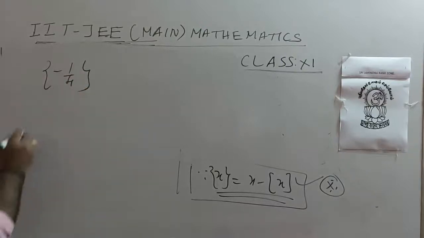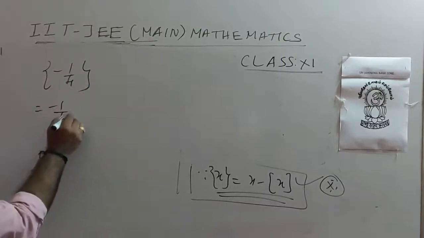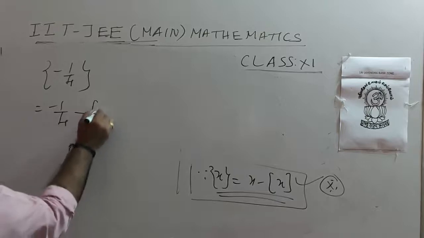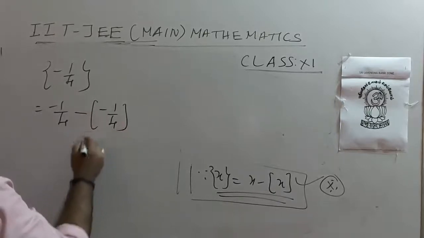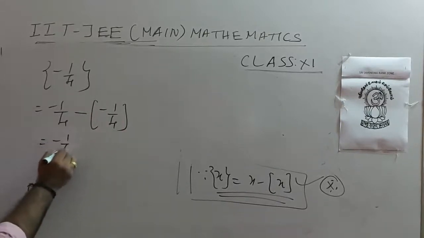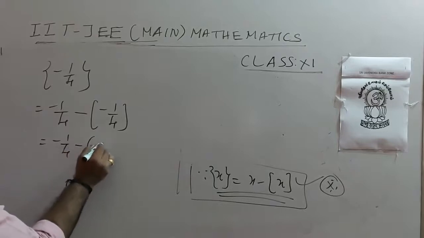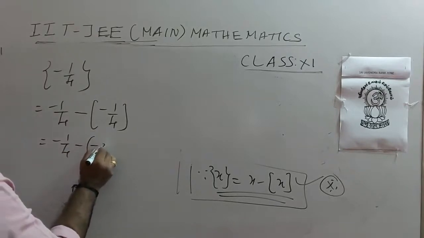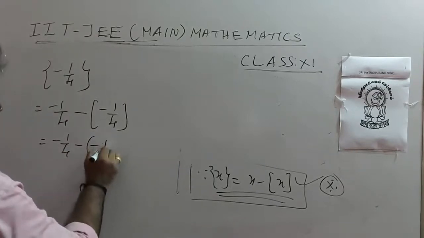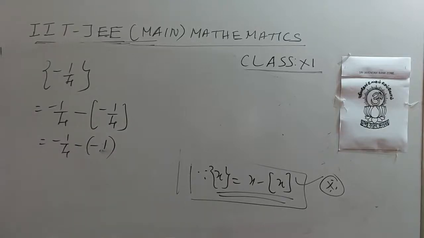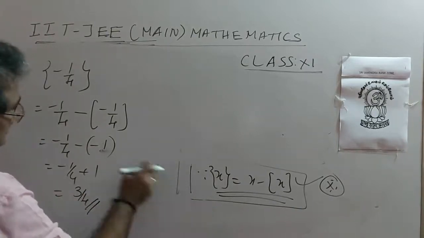Minus 1 by 4, that is minus 1 by 4 minus integer part, minus 1. Minus 1 by 4 plus 1, that is 3 by 4. Using this result, we write.